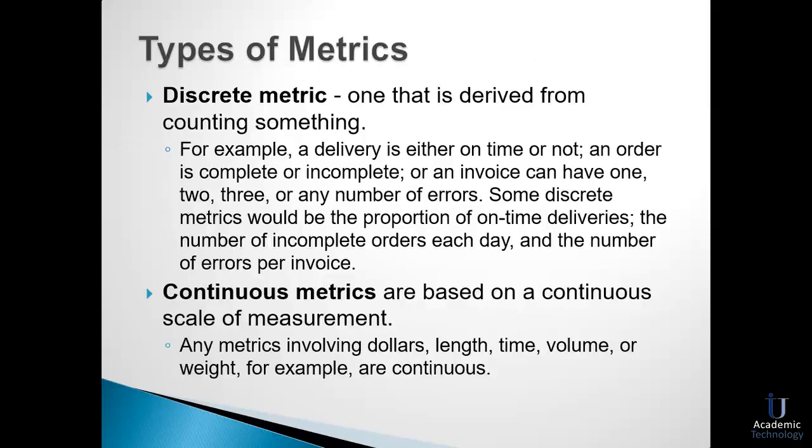And then lastly, there is discrete data and continuous data. Discrete data is something that you would derive from counting, say the number of customers that arrived at the store during an hour, the number of deliveries that were early, the number of deliveries that were on time, that kind of thing. Continuous data is data that's based on a continuous scale of measurement. So here we're talking about things like weight, time, volume, dollars as far as financial data. They are what is called continuous data.